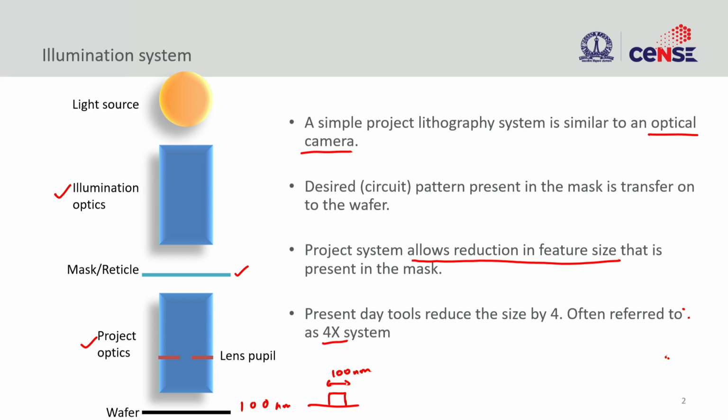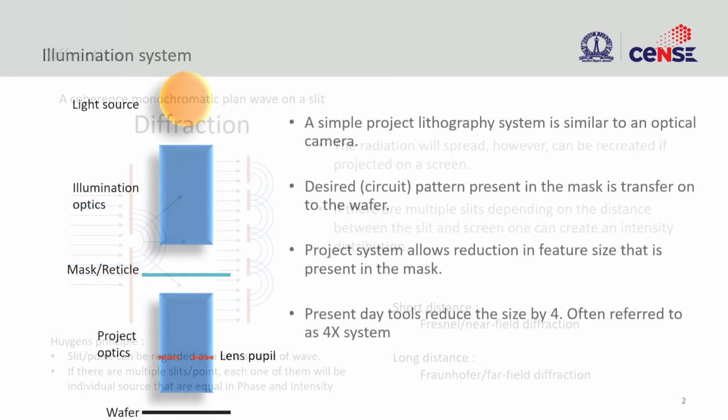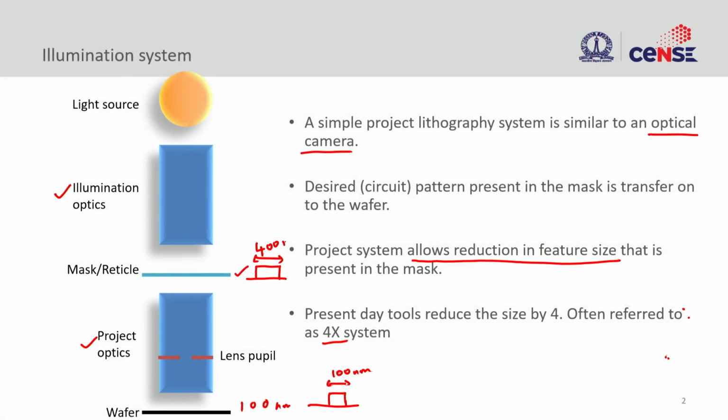But in this case, because of the projection optics, we are able to reduce the feature size. That means I do not need 100 nanometer at the mask level. At the mask level I can have 400 nanometer. A 400 nanometer width is good enough at the mask level, because I can reduce by 4x and get 100 nanometer by doing so.